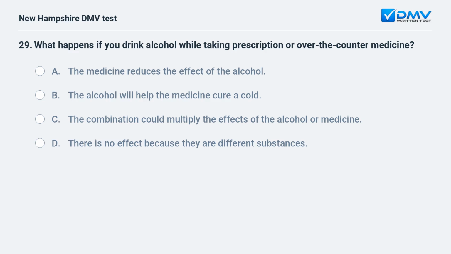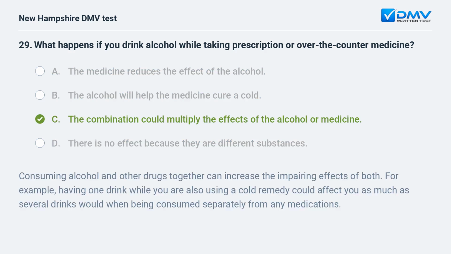What happens if you drink alcohol while taking prescription or over-the-counter medicine? A. The medicine reduces the effect of the alcohol. B. The alcohol will help the medicine cure a cold. C. The combination could multiply the effects of the alcohol or medicine. D. There is no effect because they are different substances.